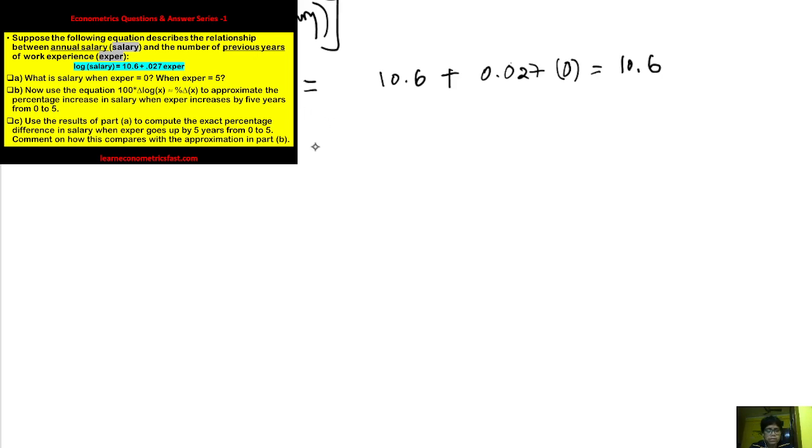This is the method: you put the values into the model. This is the log-lin model.